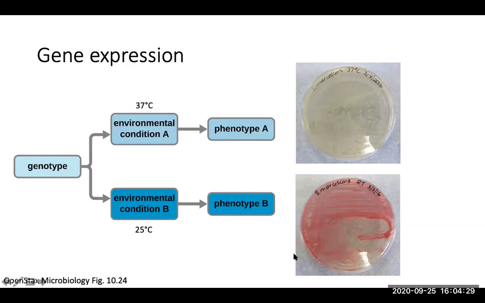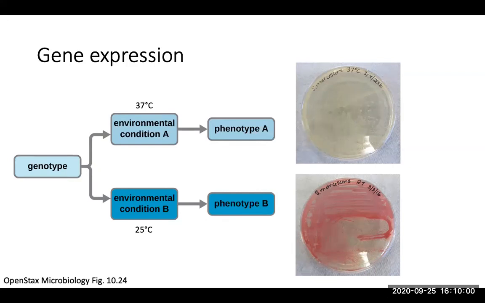Serratia marcescens can make either no pigment or pink pigment, depending on the environmental condition, where all of the bacteria grown on these plates have the exact same genotype. However, at 37 degrees, you get phenotype A, where no pink pigment is produced. It's only at this lower temperature of 25 degrees Celsius that Serratia marcescens starts making this pink pigment. And so you have this through differential gene expression. At the 25-degree temperature, the genes needed to make this pigment are expressed.